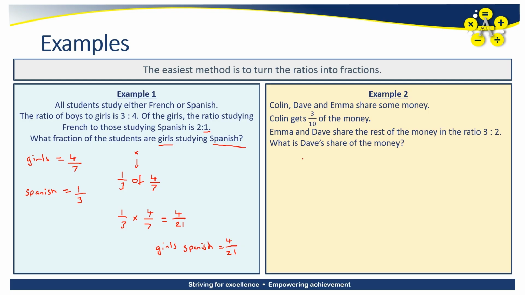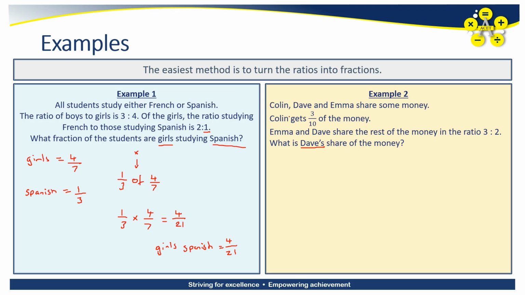I'll show you again with this example number 2. So we've got Colin, Dave and Emma sharing some money. Colin gets 3/10 of the money. Now Emma and Dave share the rest of that money in the ratio of 3 to 2, and we want to know what Dave's is.